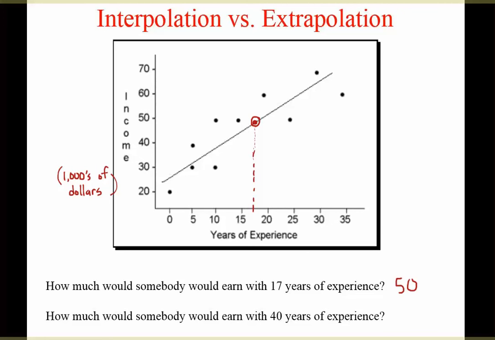All right, how much would somebody, oh, that doesn't even make sense. How much would somebody earn with 40 years of experience? Okay, is this going to be interpolation or extrapolation? Well, in the first one we used interpolation. Here we're going to use extrapolation. How much would somebody earn with 40 years of experience? You can notice that 40 is not even located on our x-axis. So we're going to have to imagine where 40 would exist. And if we follow that pattern, maybe 40 is somewhere out right here.